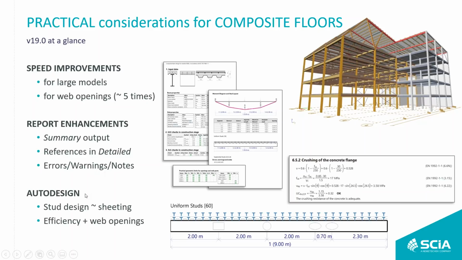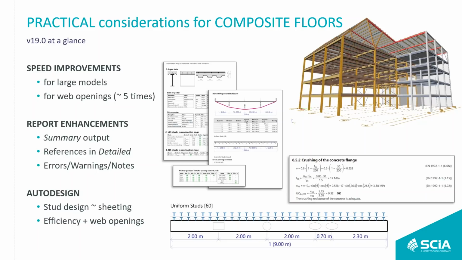And probably the biggest improvements that we did were in the auto design. On one hand, we now changed the logic of the auto design so that we look at the sheeting geometry first in order to obtain the optimum layout of the studs. So let's say every trough or every second trough. And based on that, we then find the optimum cross section, which also helped us in achieving a more efficient auto design.